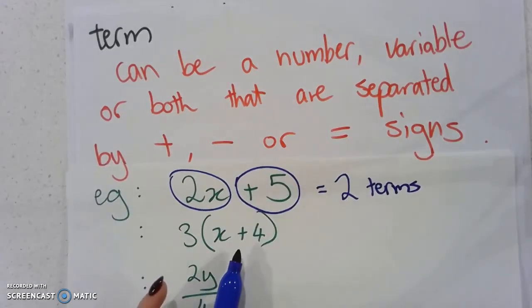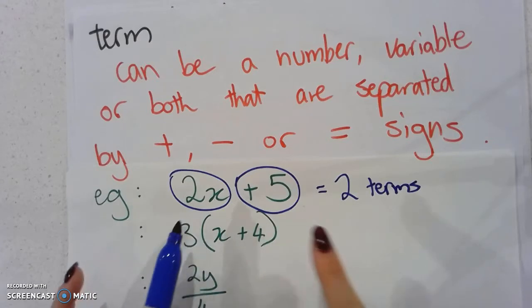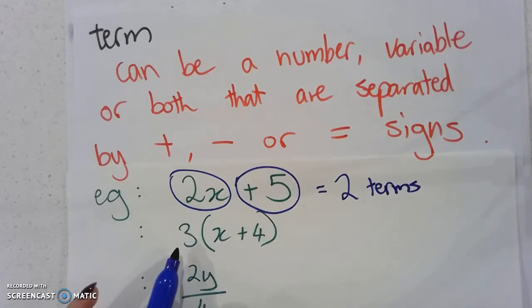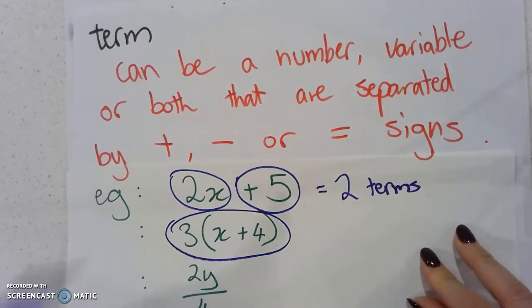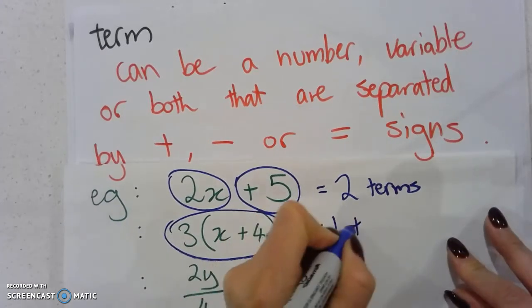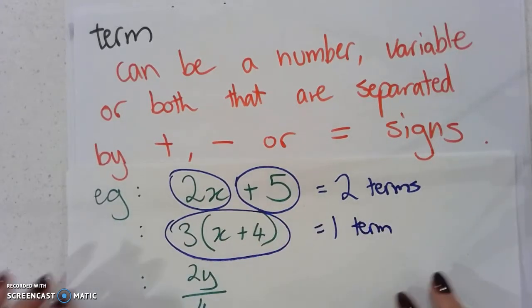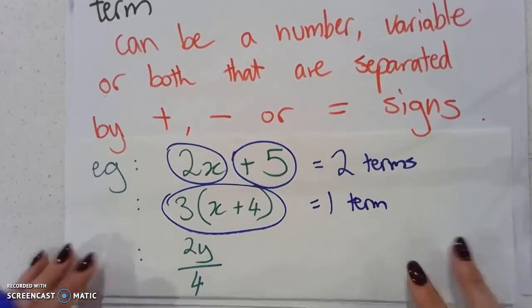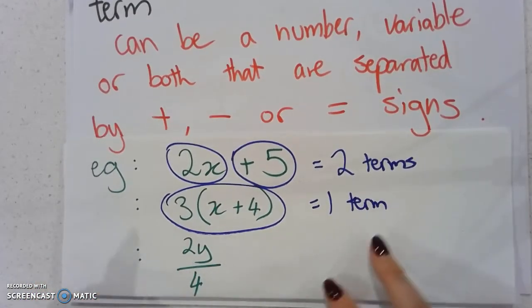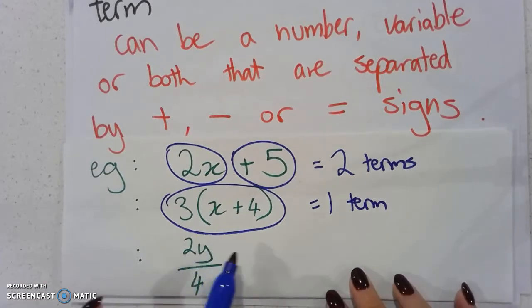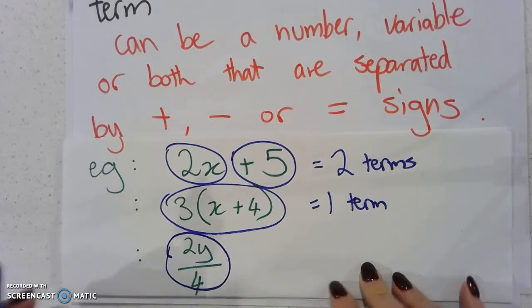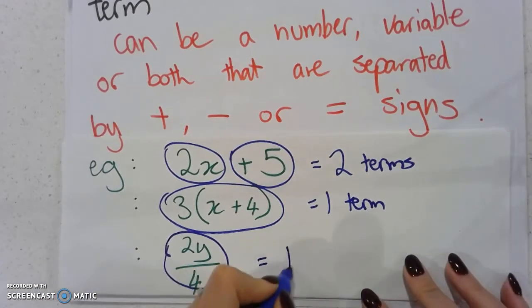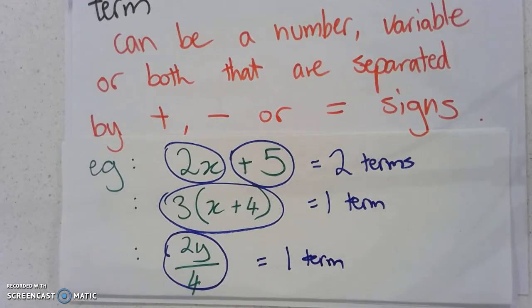Here, despite the fact that we have an addition sign, they're actually linked together because of the fact that they're in brackets. So it's 3 multiplied by everything in the brackets, and the brackets are what holds everything together. So that's actually classified as just one term. Likewise, here we've got 2y divided by 4. It wouldn't matter if it was 2y plus 3 divided by 4. All of that's divided by 4. All of that's combined and connected with that division. So again, that is just one term.